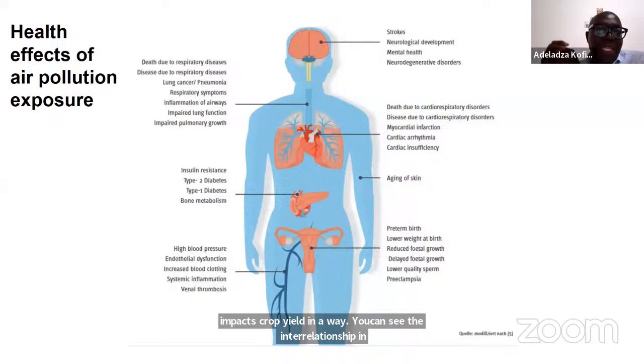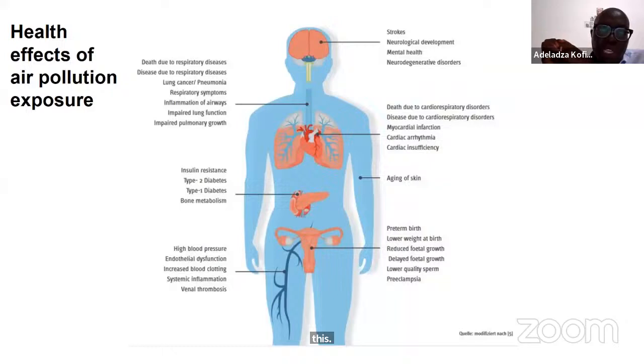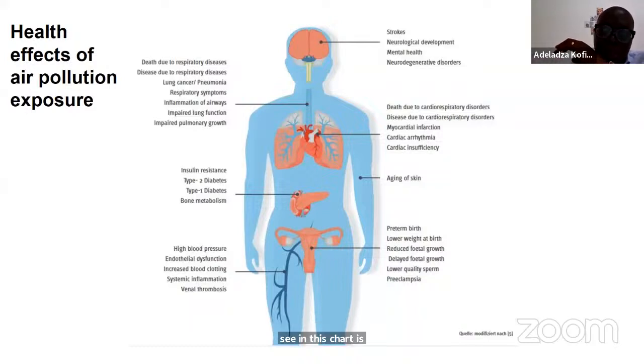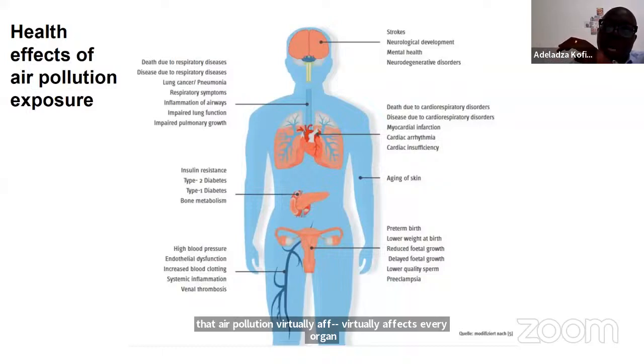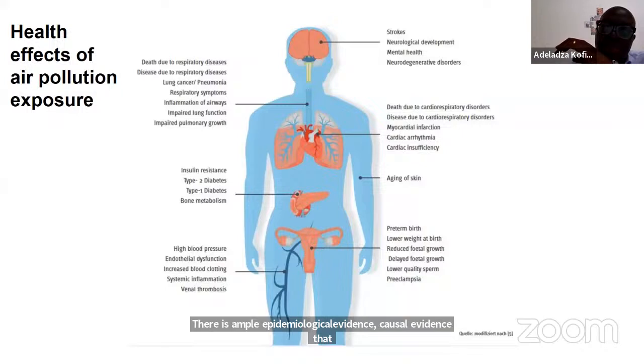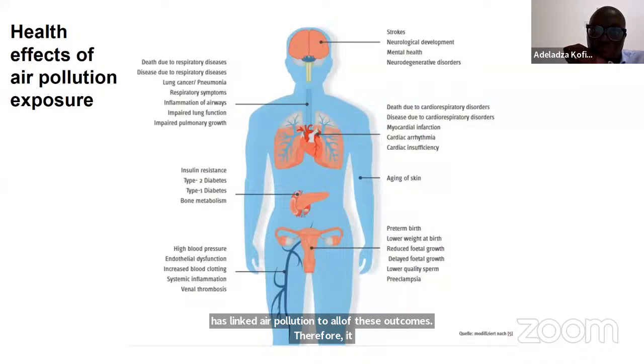So these are the classic health effects of air pollution exposure. And what you see in this chart is that air pollution virtually affects every organ and system in the body, including very weird outcomes like mental health. And there is ample epidemiological evidence, and some of it is causal evidence, that has linked air pollution to all these outcomes. And therefore, it becomes very imperative that we tackle the air pollution problems across the globe.